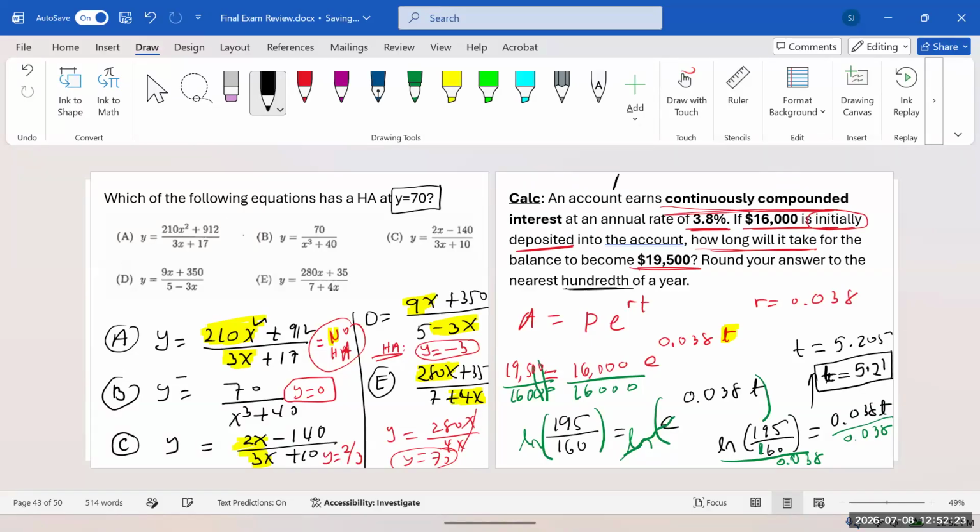And what's the other formula? A equals P times (1 plus r over n) to the power nt. If you still remember this formula, because you don't know which one they're going to give you, the continuous or the compounding annually, semi-annually, those things.